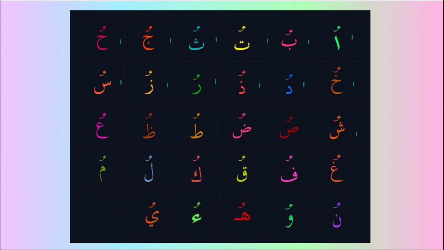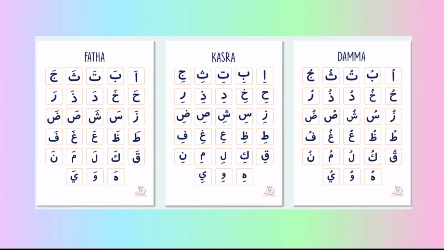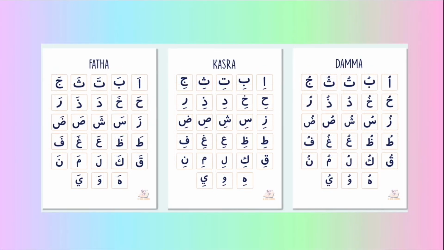Shu. Su. Du. Tu. Zu. U. Ghu. Fu. Qu. Ku. Lu. Mu. Next letter. Nu. Wu. Hu. U. Yu. Fatha says a. Kasra says i. Okay. And dhamma says u.